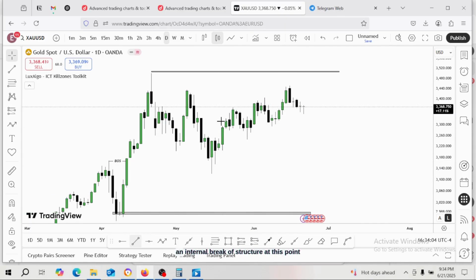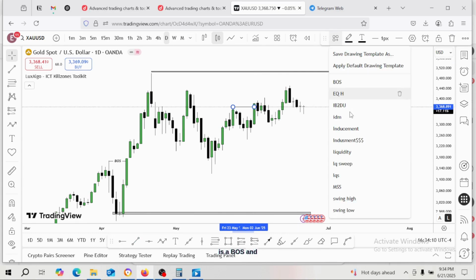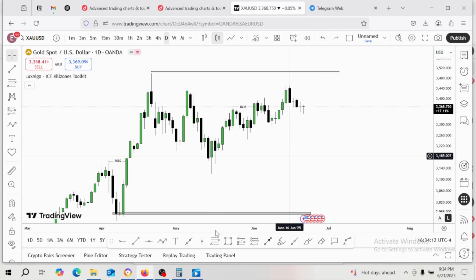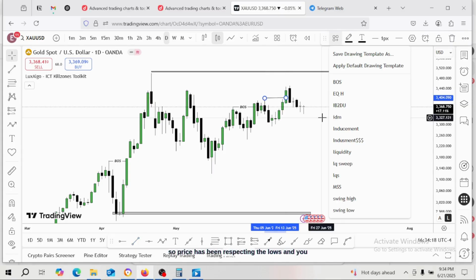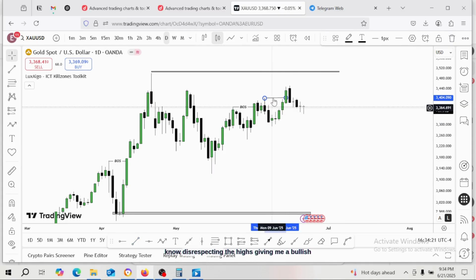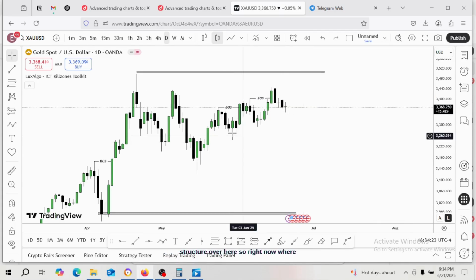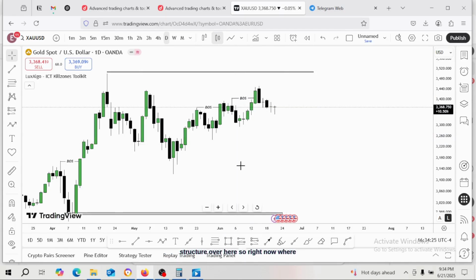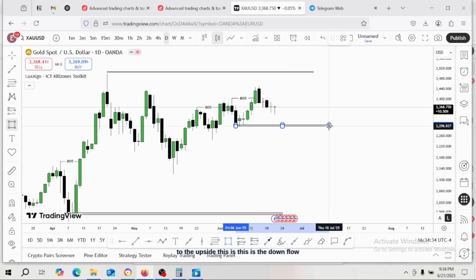Now I had an internal break of structure at this point over here. This is a BOS, and over here I had a new BOS. So price has been respecting the lows and disrespecting the highs, giving me a bullish structure over here. So right now, where is my recent price that caused the recent low that caused the break of structure to the upside? This is it. This is the downflow.